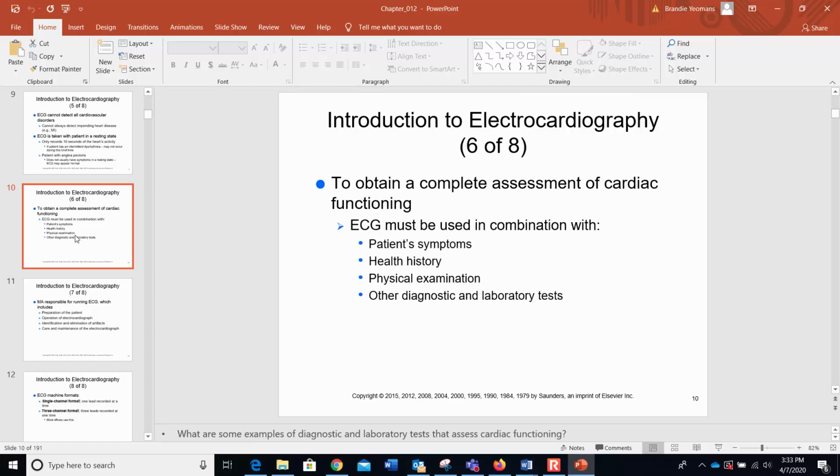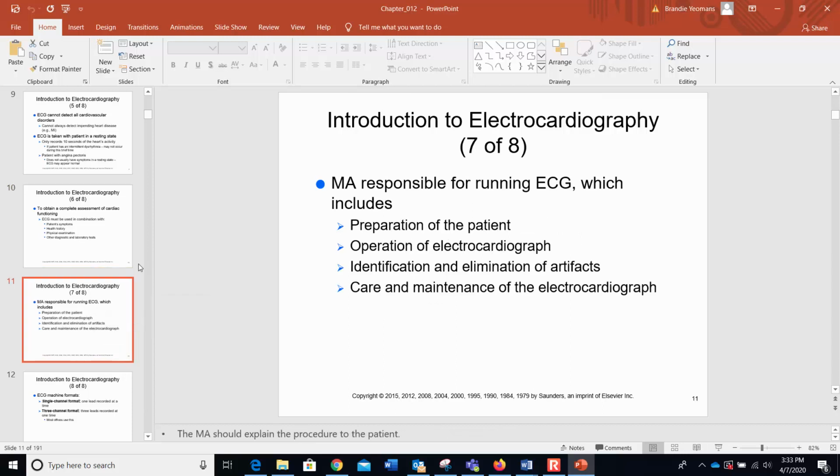So what all kinds of information do we need in order to complete the assessment of the cardiac functioning? You've got to have this bit of information in order to completely assess that patient. You've got to have their symptoms, their health history, the physical exam, and then any of the other diagnostic tests and procedures that you might be performing there.